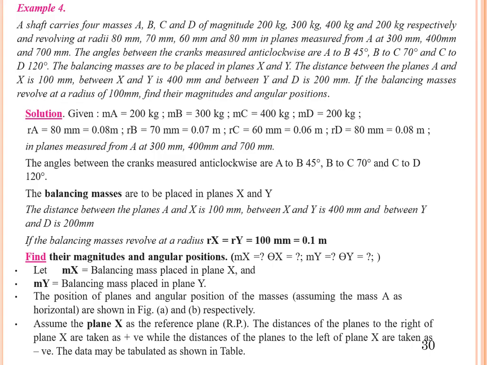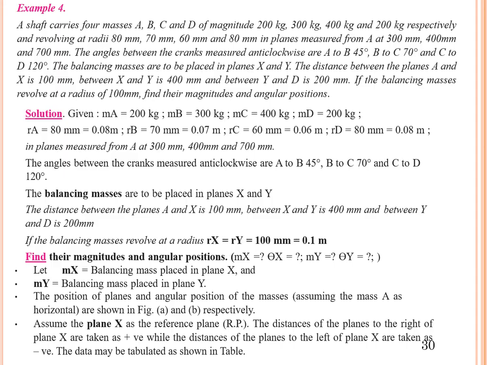Angles between the cranks measured anti-clockwise are A to B 45 degrees, B to C 70 degrees, and C to D 120 degrees. The balancing masses are placed in the planes X and Y. The distance between plane A and X is 100 mm, between X and Y is 400 mm, between Y and D is 200 mm. When the balancing masses revolve at a radius of 100 mm, find their magnitudes and angular positions.